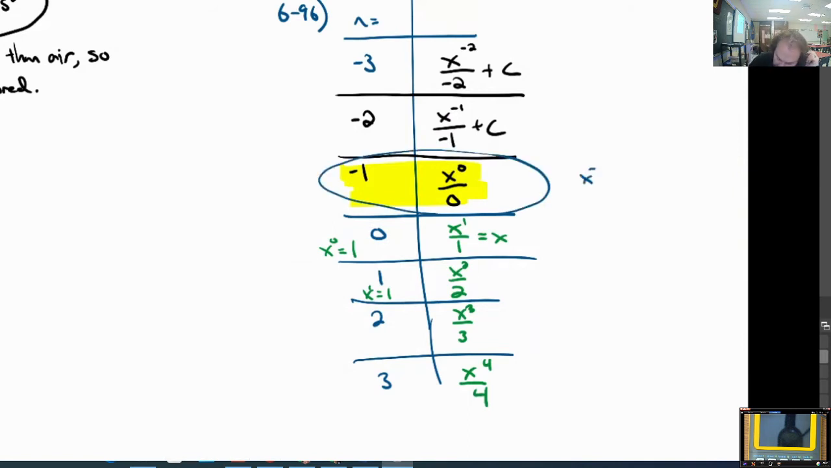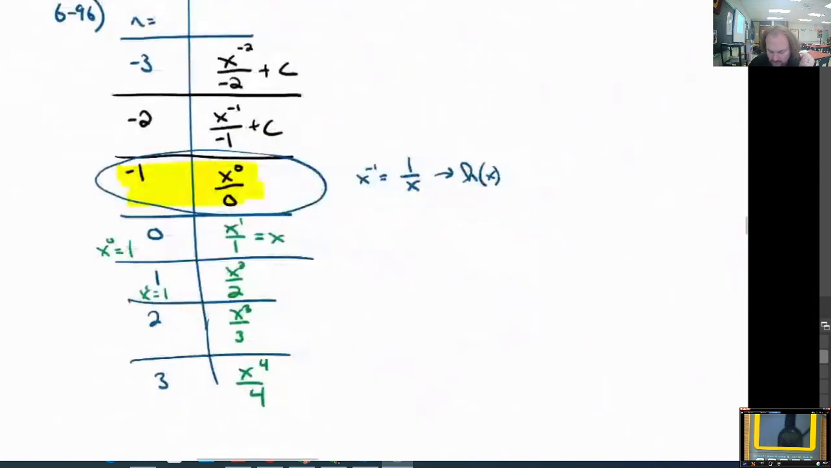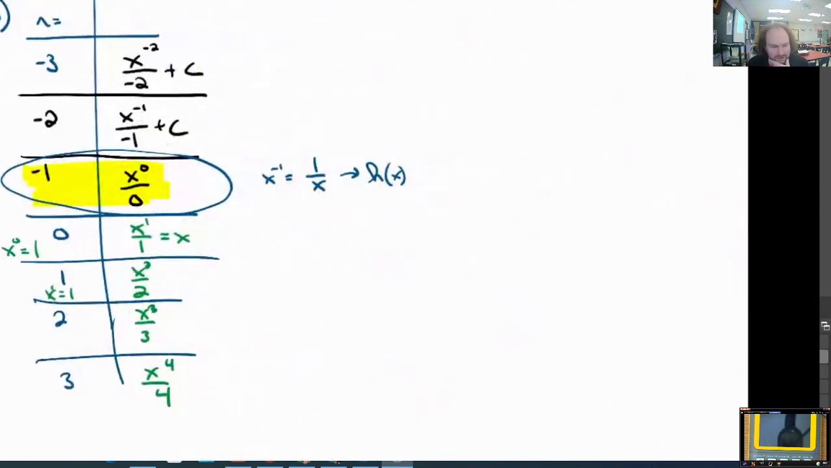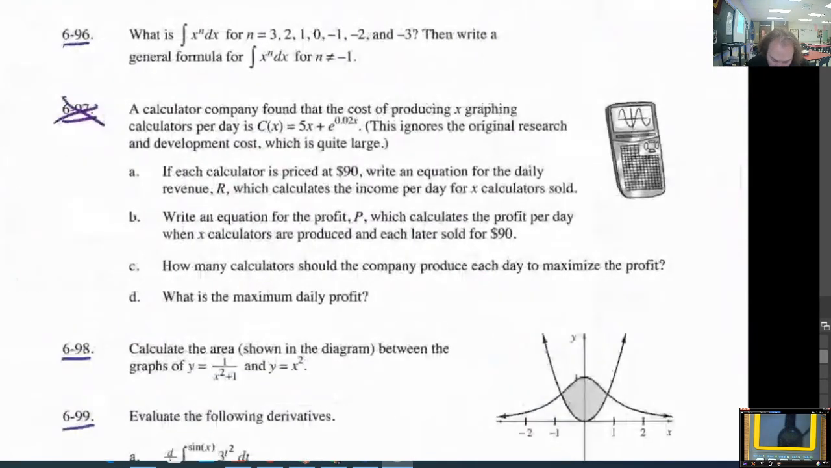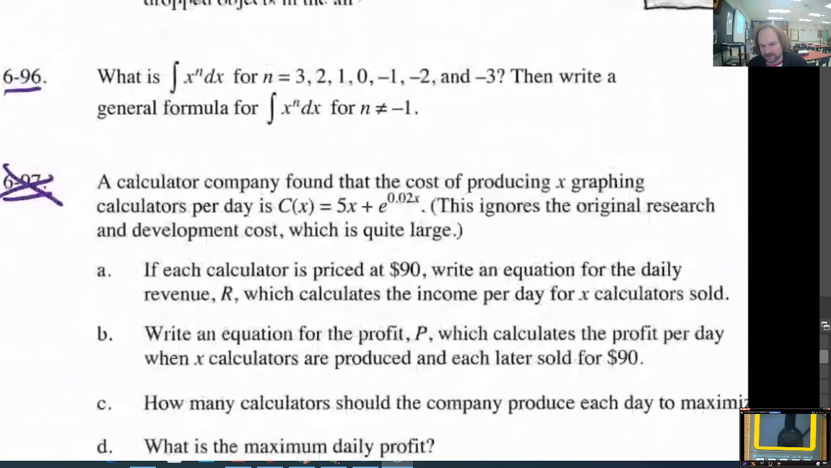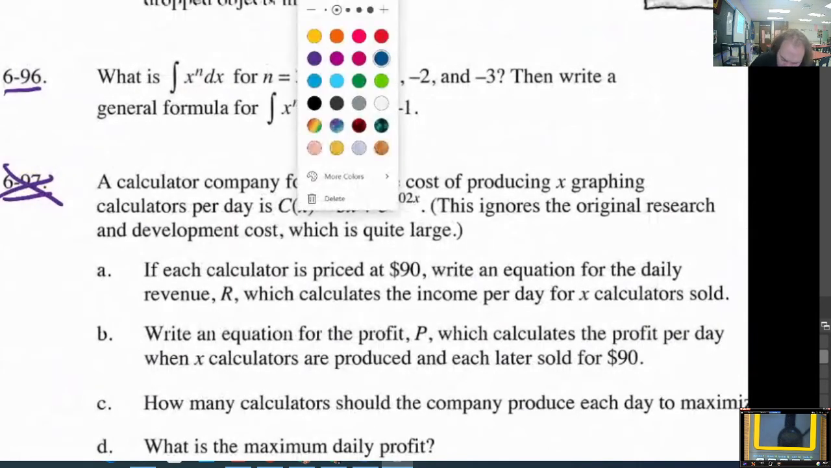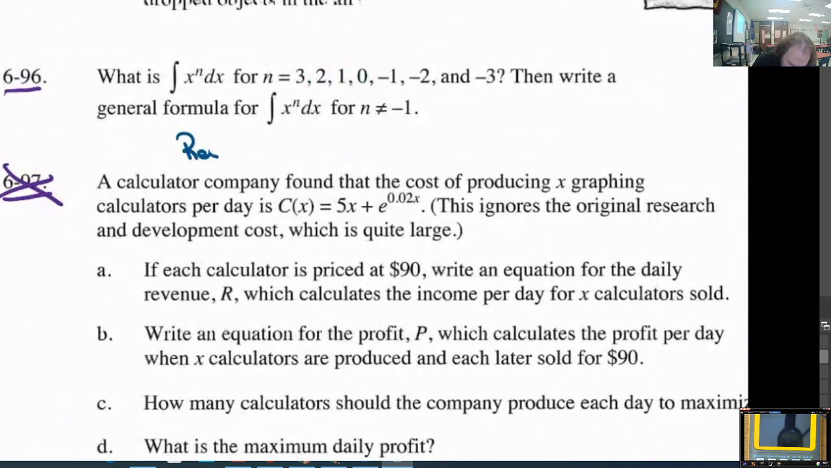X to the negative first power is equal to 1 over x, and its antiderivative is the natural log of x. So that one's a special case that you need to remember. It does fall into that pattern, but it takes some mathematics to prove why it does. So that's the special case here. However, for a general formula for the antiderivative of x to the nth power dx, we call this the reverse power rule.